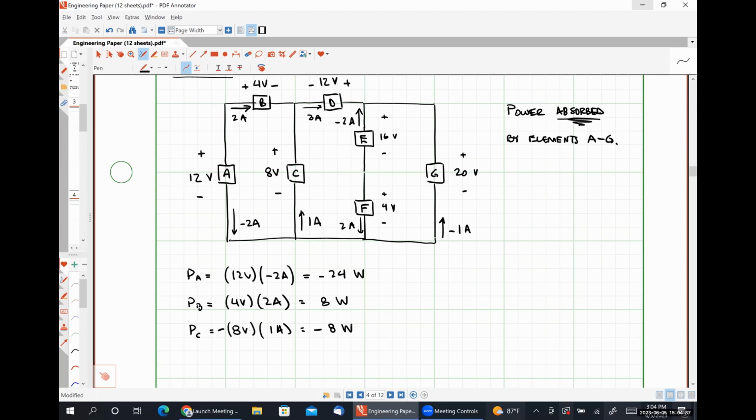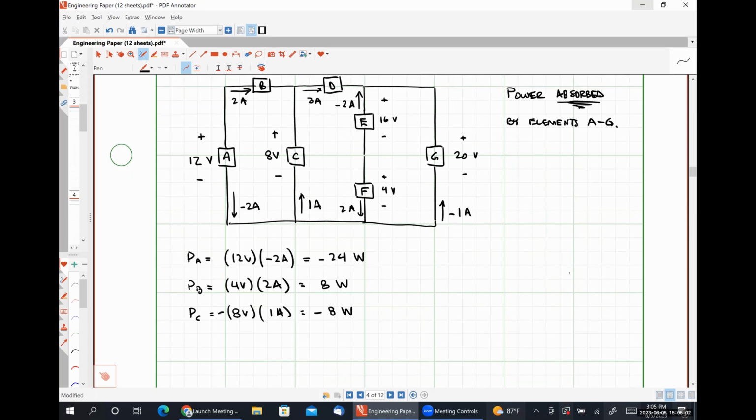This is as hard as the passive sign convention has to be. This hopefully does not seem particularly difficult. It is literally find the voltage, find the current. If we want absorbed power and the current's flowing into the positive polarity terminal, we leave it alone. If we want supplied power, the current needs to flow into the negative polarity terminal.